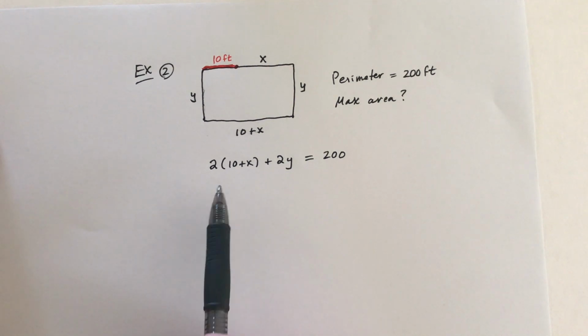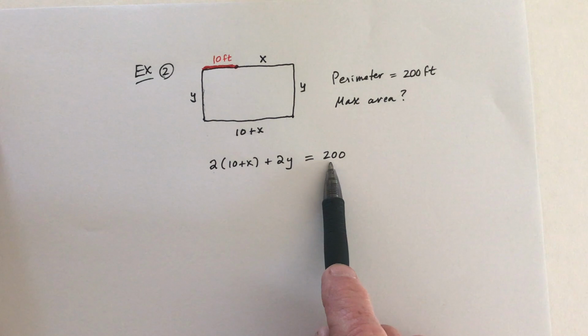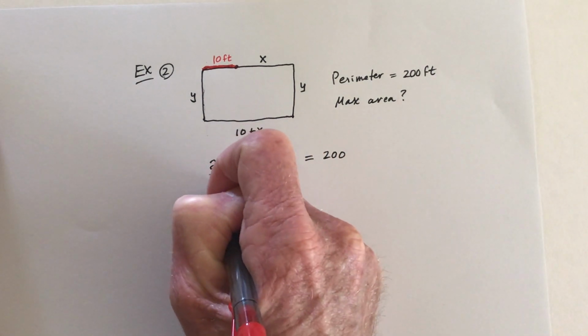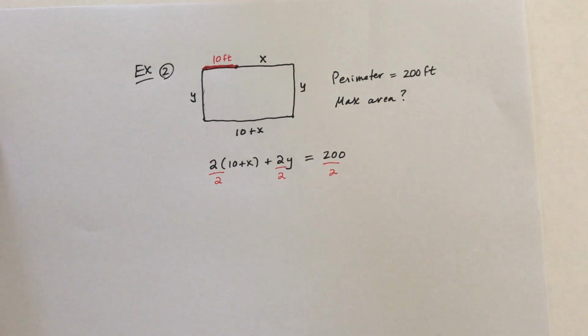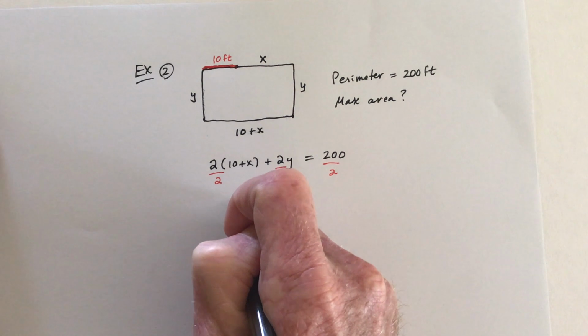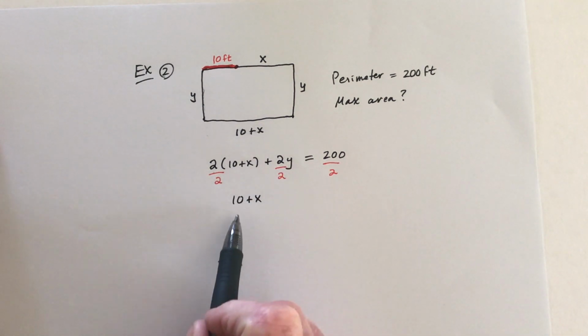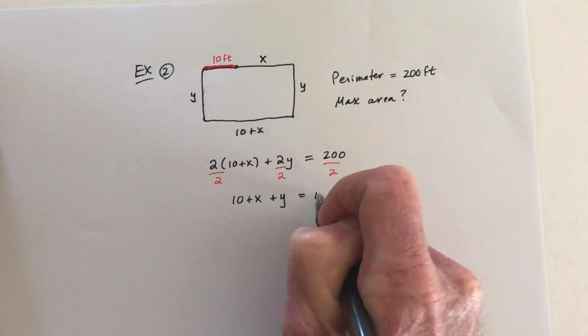And I could simplify this because this could be divided by 2, and this could be divided by 2, and this could be divided by 2, which is a great time for me to use the red pen. Divide by 2, divide by 2, and divide by 2. Then it's just going to leave 10 plus x, and now I don't need parentheses right here anymore, plus y equals 100.